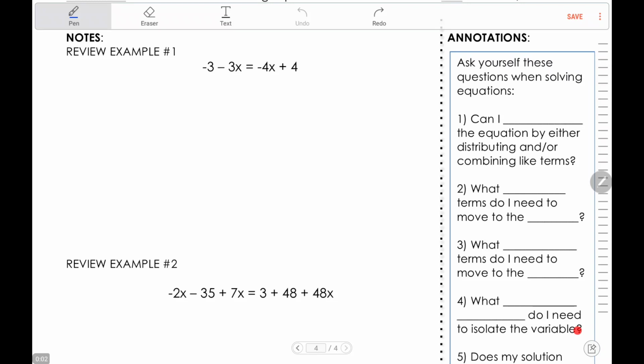Hi everyone, today we are doing 1.9 review for your unit assessment on Friday. Let's start with the annotations on the right. When we are solving equations, we want to ask ourselves 5 questions during the process.